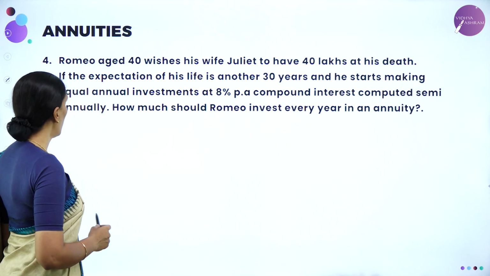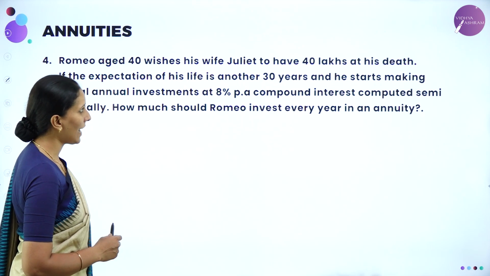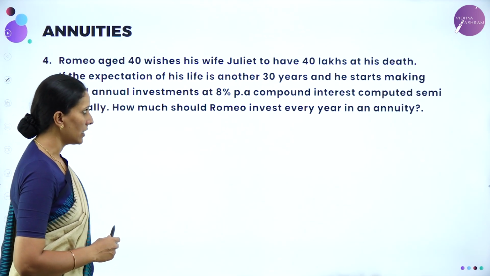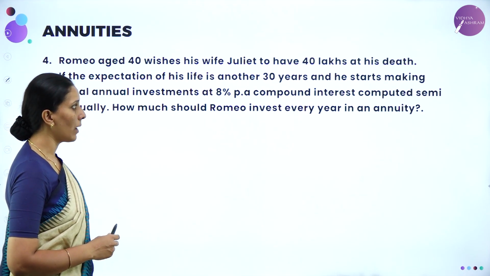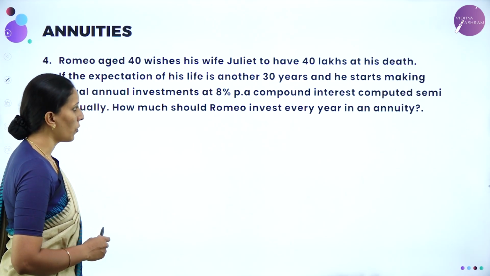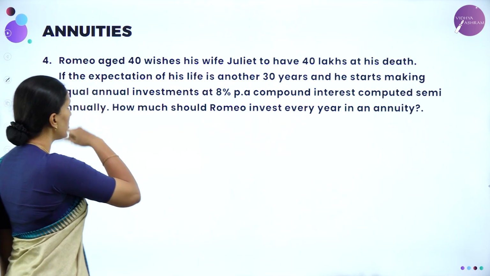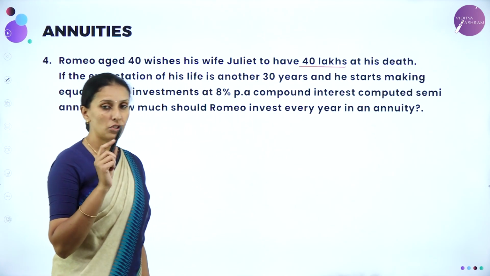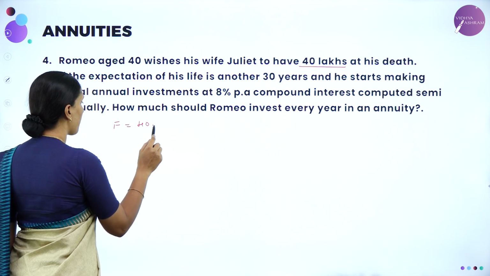Next question. Romeo, aged 40, wishes his wife Juliet to have 40 lakhs at his death. If the expectation of his life is another 30 years and he starts making equal annual investments at 8% per annum compound interest computed semi-annually, how much should Romeo invest every year in an annuity? So here he wishes that his wife should get 40 lakhs. That means the future value is already decided. That is, F is equal to 40 lakhs.